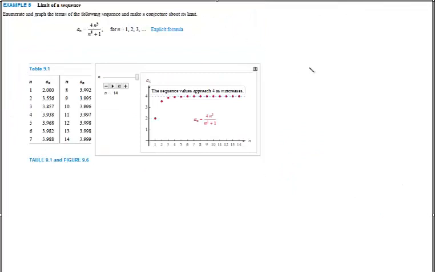In example 5, they want us to talk about the limit of this particular sequence. Note that a table was created of values for the first 14 terms, and it seems to me that they are all approaching 4. So if that is the case, we would say that its limit equals 4.